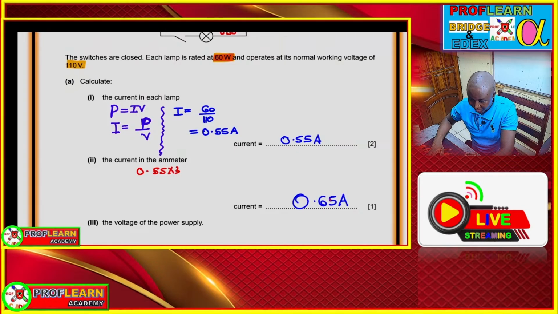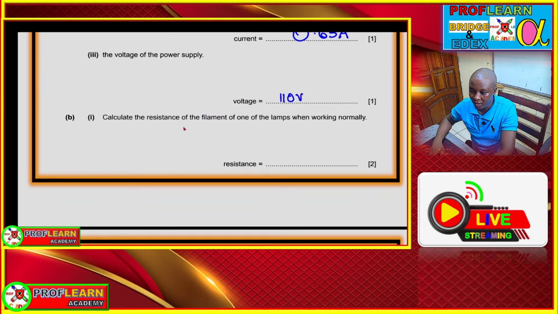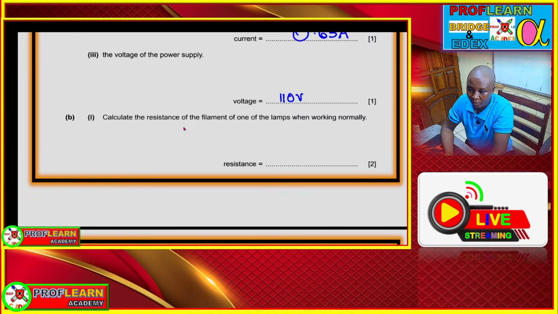this is 1.65. Yeah, this is 1.65. The total current is 1.65 because we take 0.55 times 3, which is 1.65. But the voltage of the power supply is 110, because this connection was in parallel, so each of the bulbs will have the same voltage as the power supply.